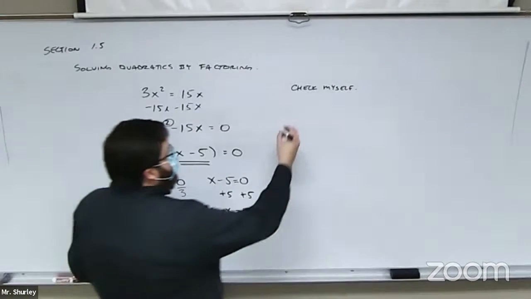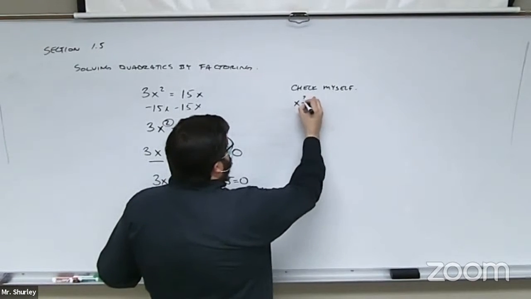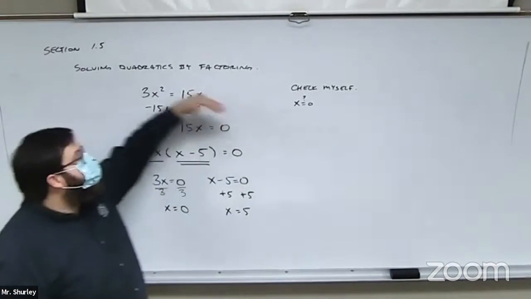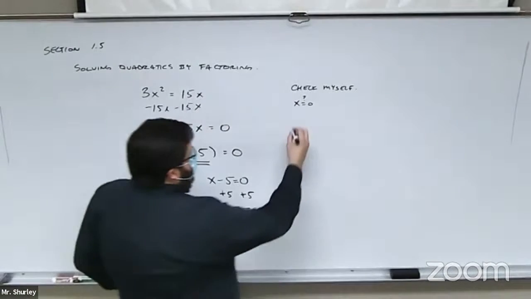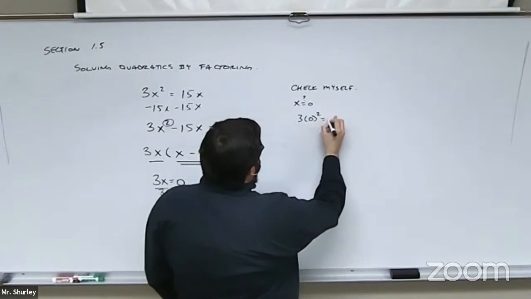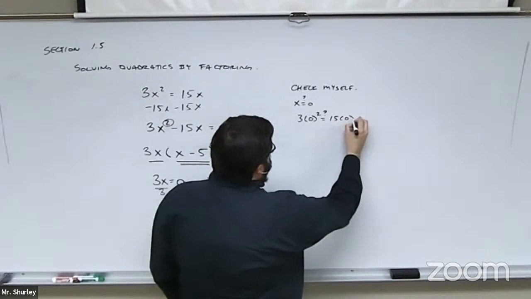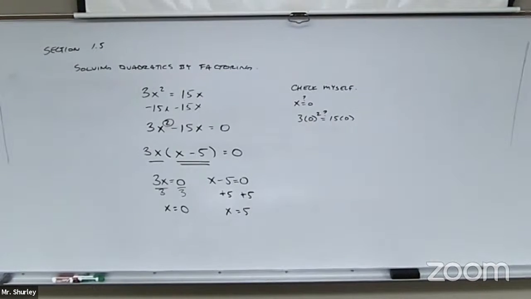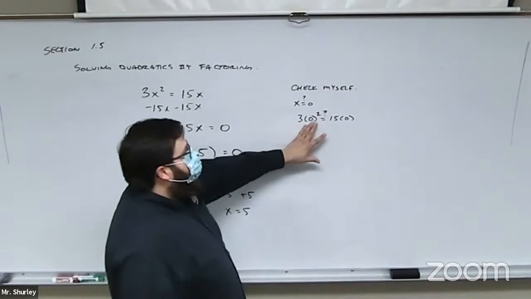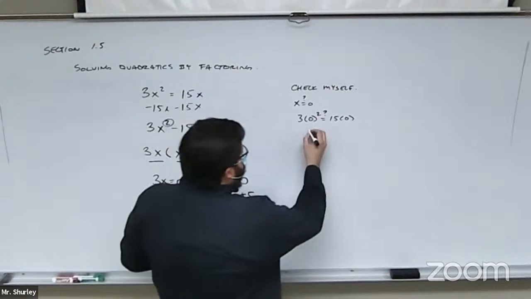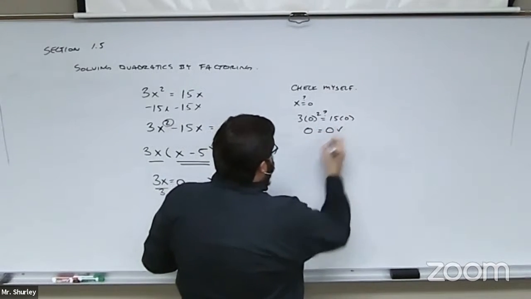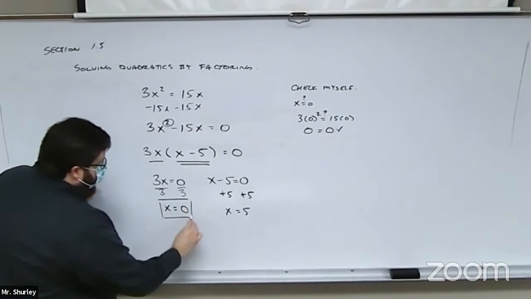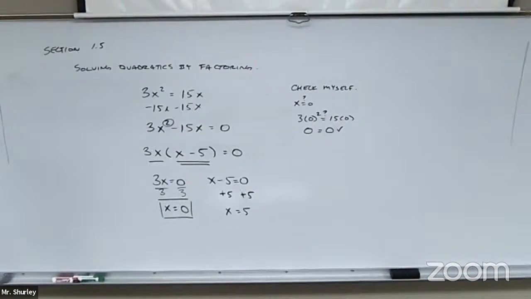I'm going to check each one of these. So I'm going to check x equals 0 first. I don't know if x equals 0, so I'm going to put a little question mark there. I'm going to plug 0 into the original equation. So I get 3 times 0 squared, and I want to know, is this equal to 15 times 0? Well, yeah, it is. 0 squared is just 0 times 3, that's 0. Does that equal 0? Yes. So therefore, this solution is an answer, okay? That solution is a solution.